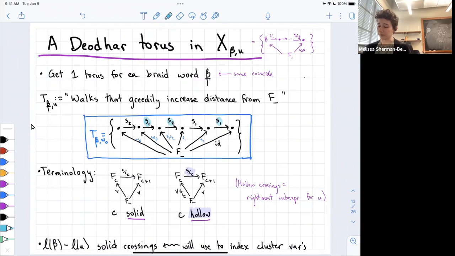Okay, and so because of this, we have just the right number of solid crossings. We have length of beta minus length of U many. So that's the dimension of my Braid variety. It's also the dimension of this torus. So I'm going to use these solid indices, or solid crossings, to index my cluster variables.